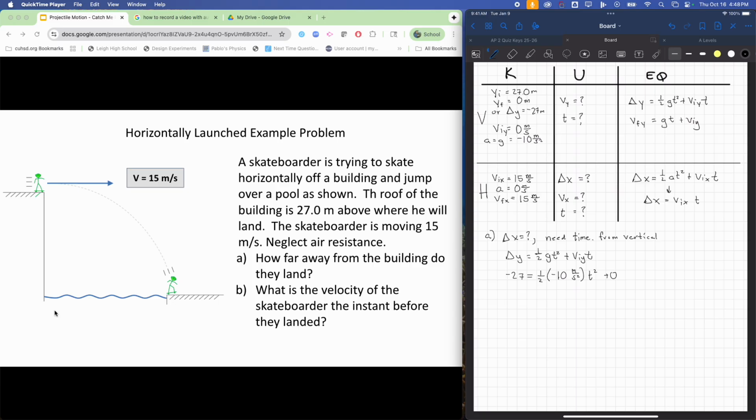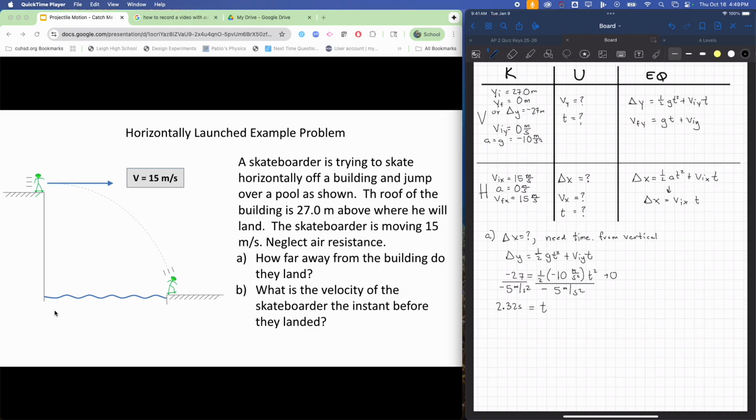So I'm going to divide both sides by negative 5 meters over second squared. And so then I get t is equal to 27 divided by 5, because the negative signs cancel. And I'm going to take the square root of that answer. And I get 2.32 seconds. So that's how much time he spends falling through the air.